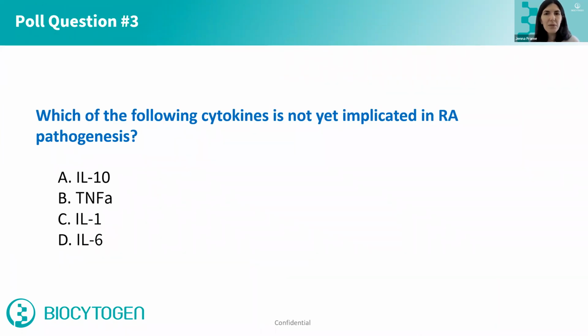So that brings us to our next poll question. Which of the following cytokines is not yet implicated in RA pathogenesis?